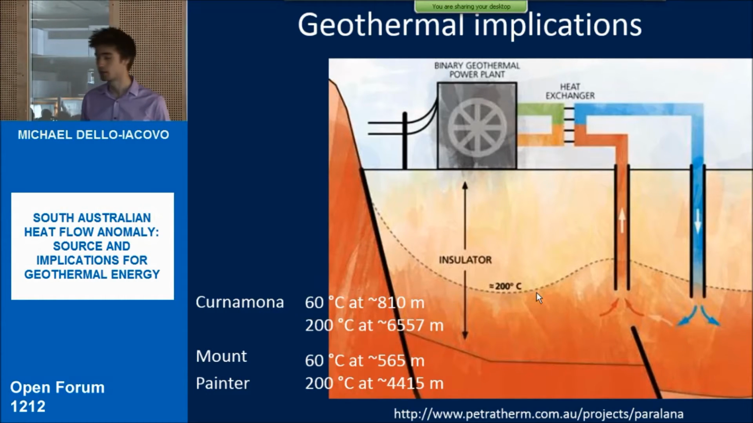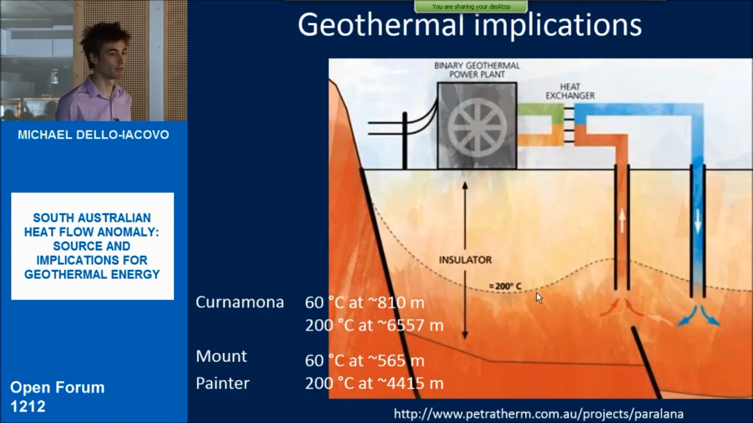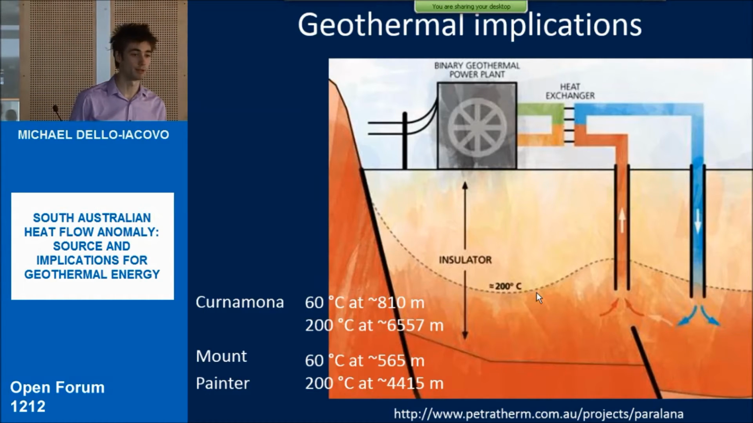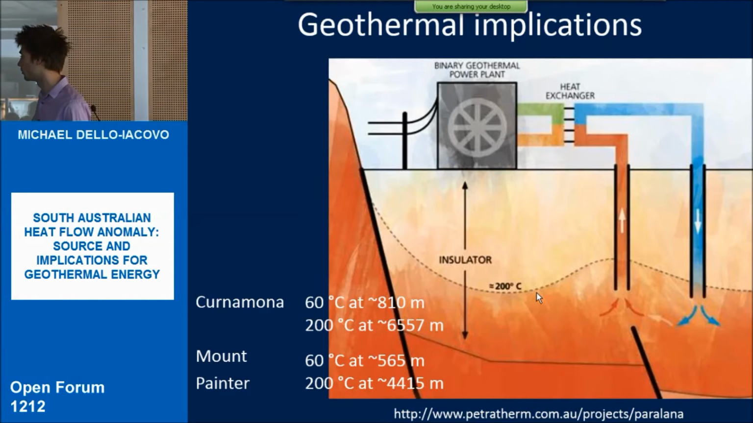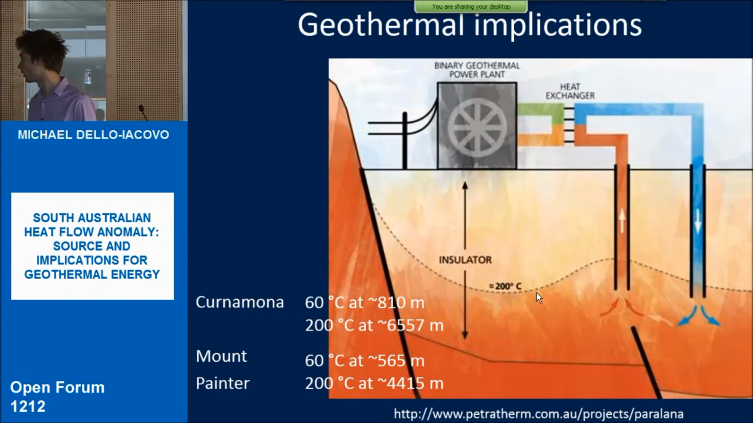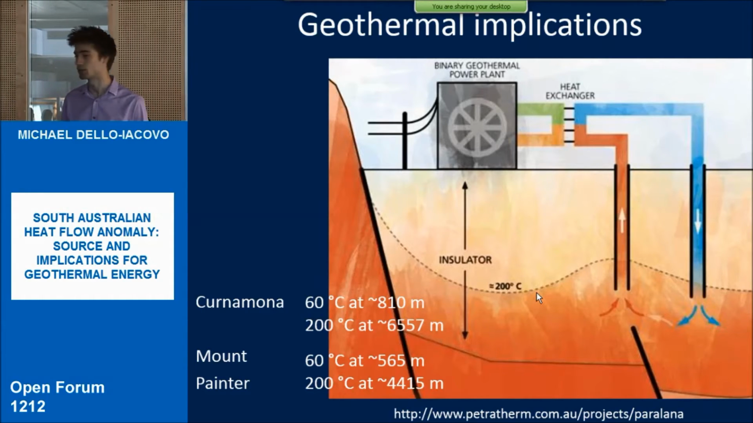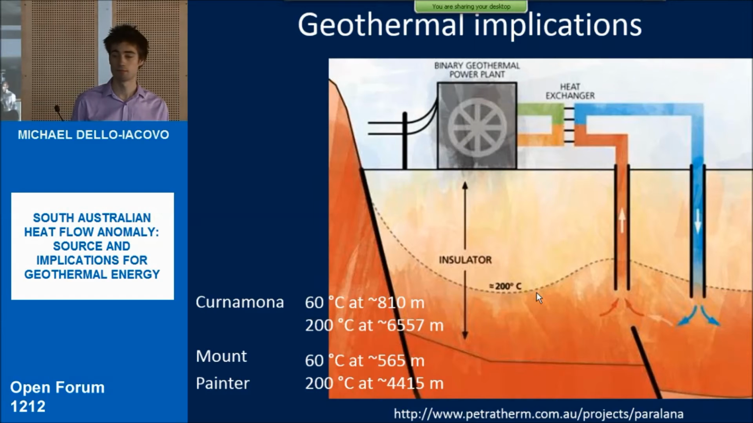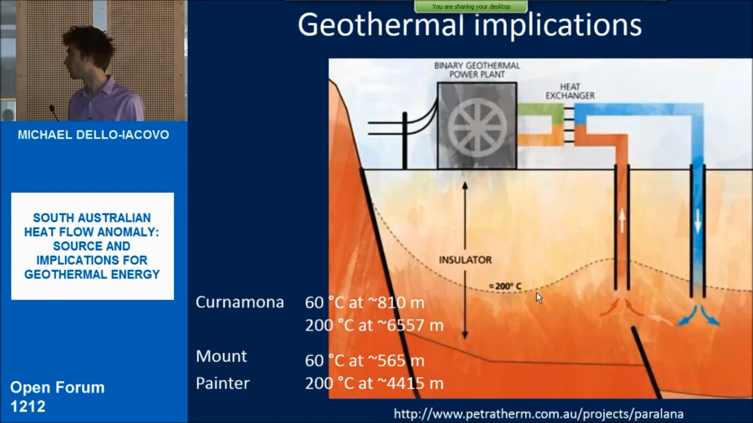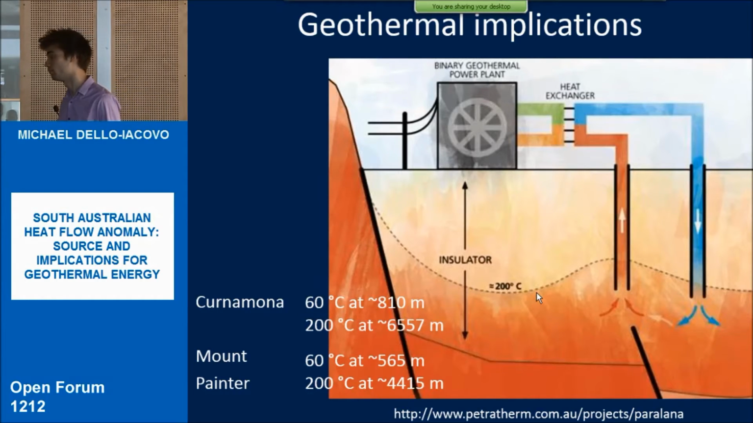And in the Mount Painter province, it's even hotter, so we've got 50 degrees Celsius at about 565 metres and 200 degrees Celsius at 4.4 kilometres. Again, 4.4 kilometres, still a bit deep to be drilling economically, but at 565 metres it's very shallow to get a temperature that's economic to be drilling for a geothermal plant.